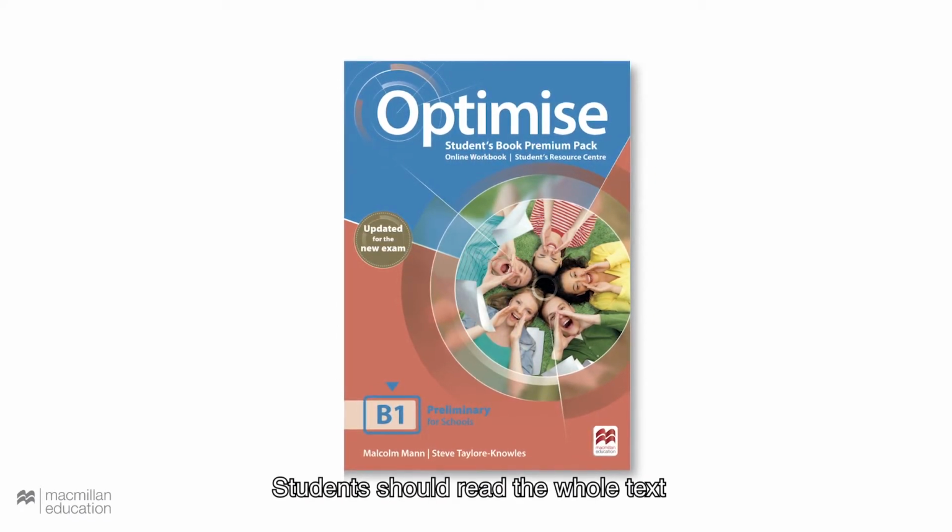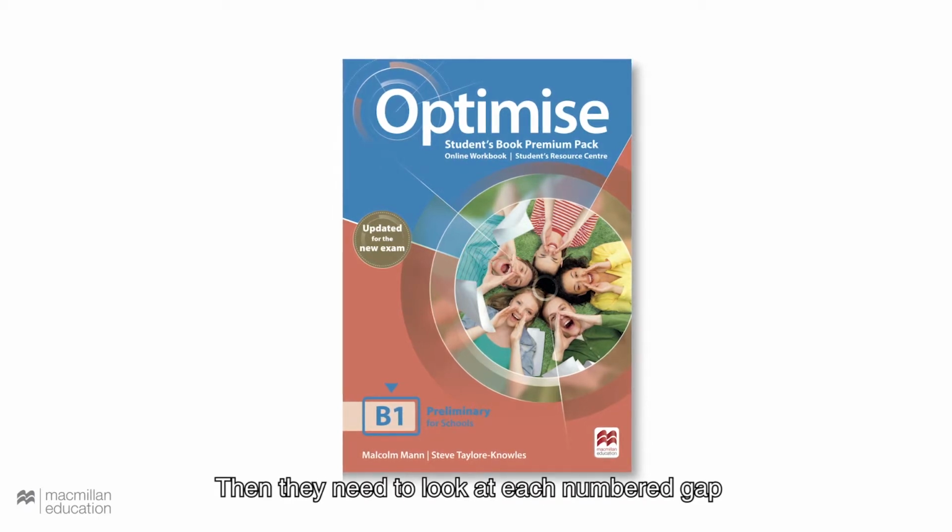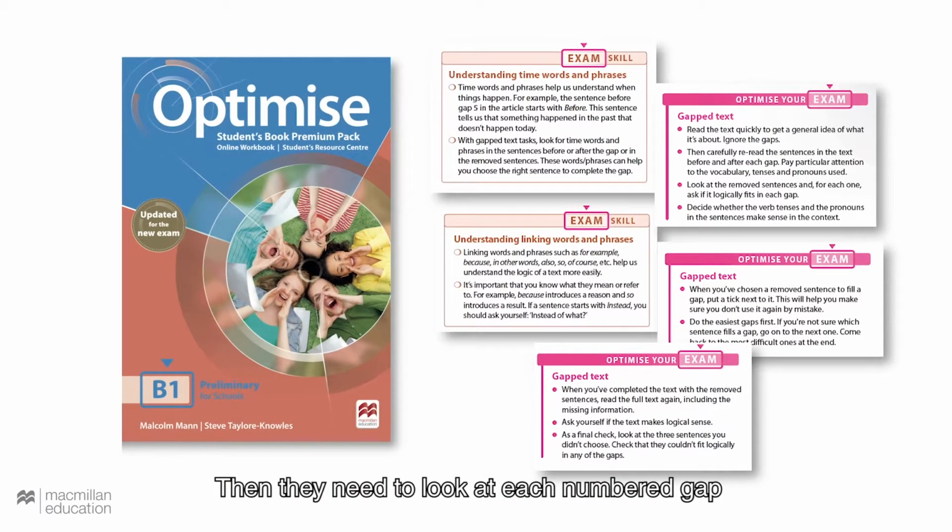Students should read the whole text to understand the narrative. Then they need to look at each numbered gap to try to select a sentence to fit the gap. It is important that they carefully read the text before and after the gap to see if the sentence fits with the text, both grammatically and logically.